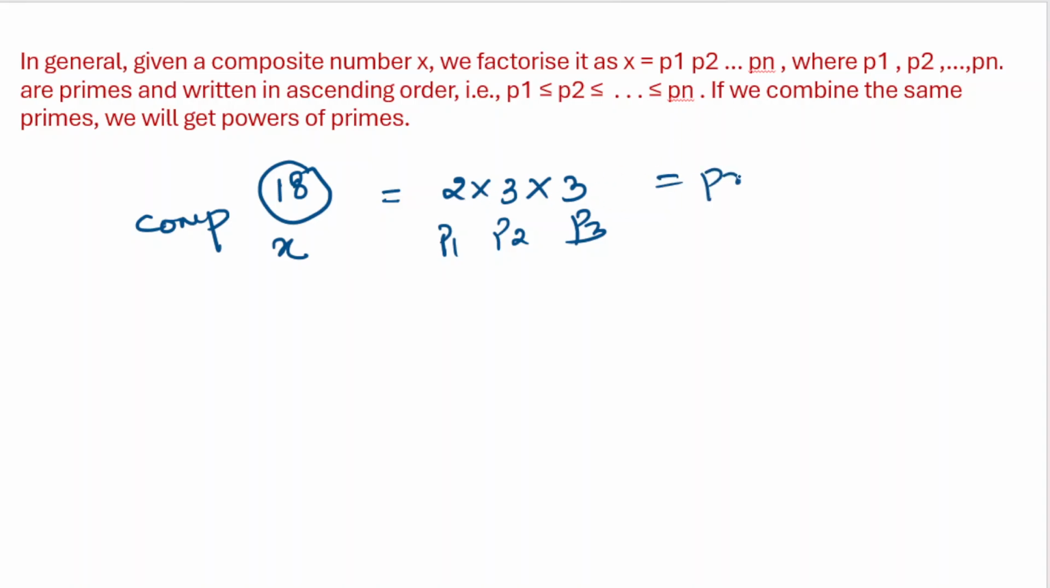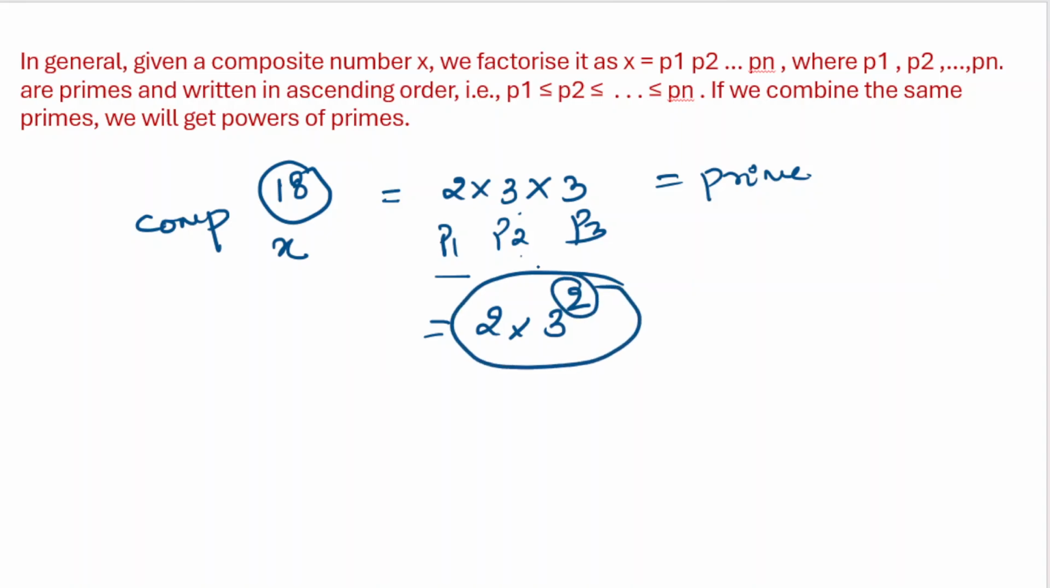These are prime numbers. So we are saying P1, P2, Pn, we are taking in ascending order: P1 is less than or equal to P2, P2 is less than or equal to P3. Means when we are finding the prime factors, we find them in ascending order. And when we combine the same primes, we get the powers of primes. Means we can write 2 into 3 into 3 as 2 into 3 to the power 2. We are saying it can be written in the form of powers.